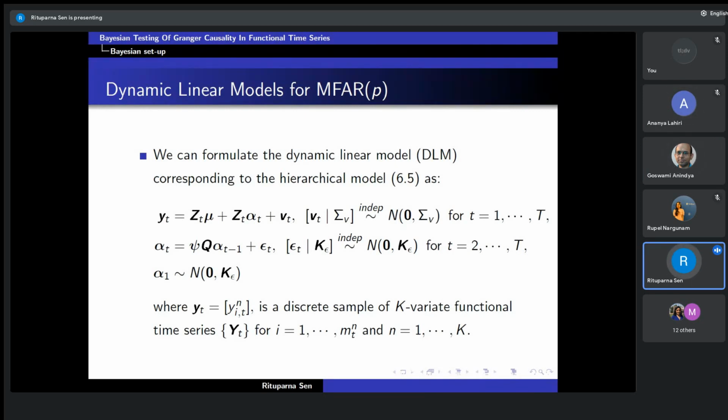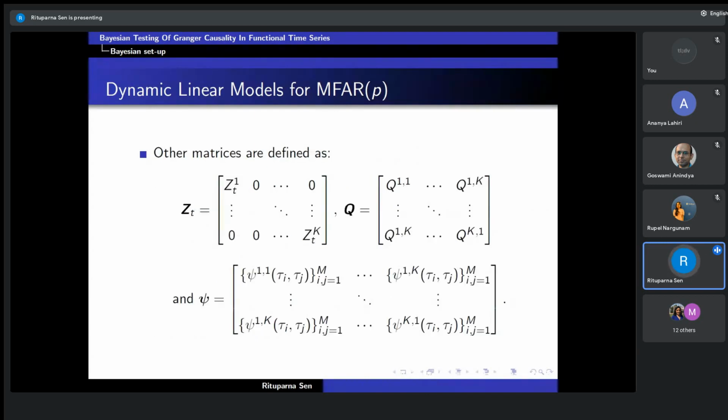V_t is modeled as a multivariate normal, and then alpha is the autoregressive model, and we are taking just autoregressive of order 1, as I told you before, but you can easily extend this to autoregressive order p. It is just notationally more cumbersome, but theoretically there is no other problem. And then the epsilons are again assumed to be independent normals. So these are my priors, and then I will take hyper priors on those. So this is the notation. Let's not go into the detail too much.